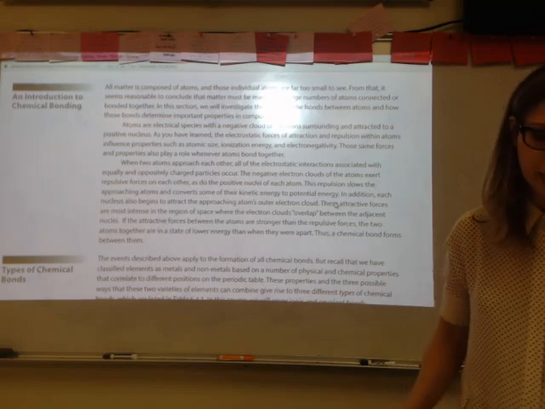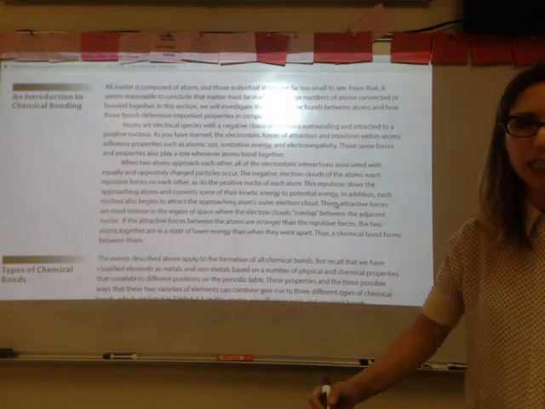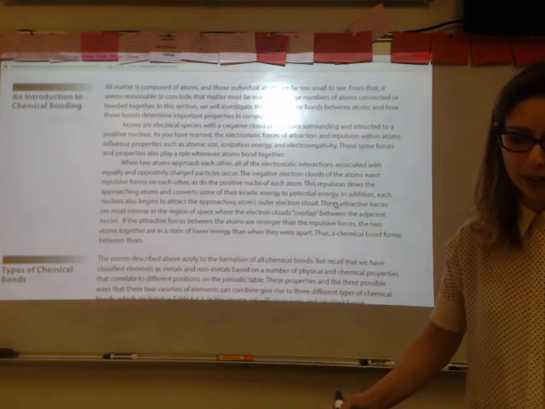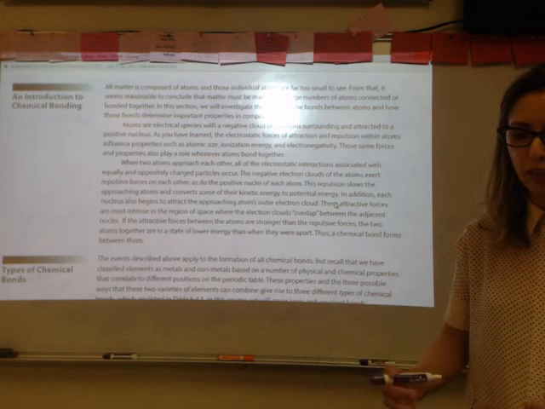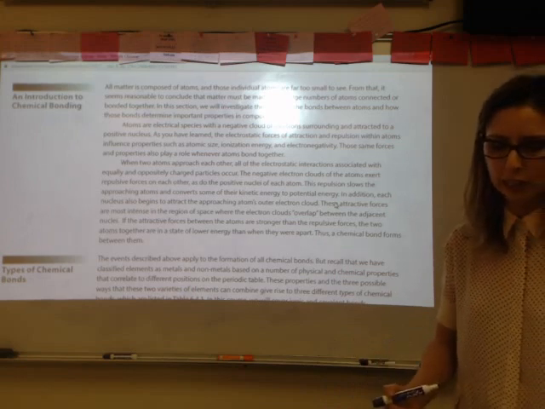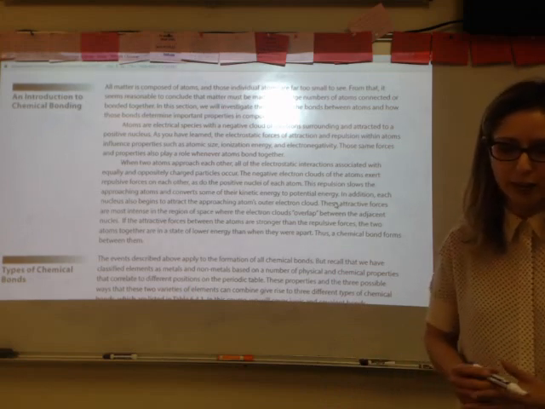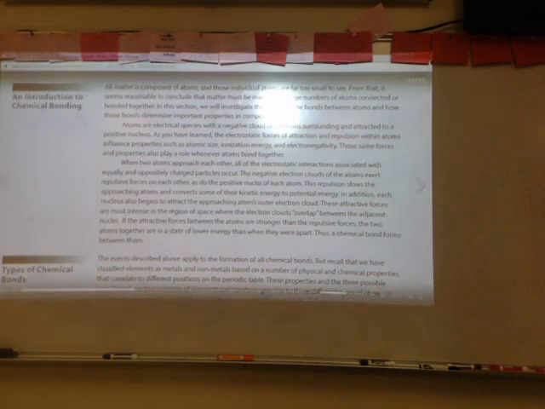And each nucleus attracts the approaching atom's electron cloud, and you get sort of this overlap of clouds between the adjacent nuclei, and that is when your chemical bond forms between them.